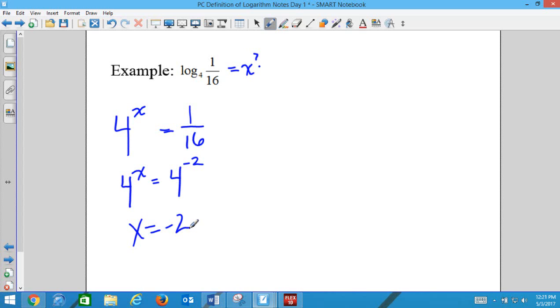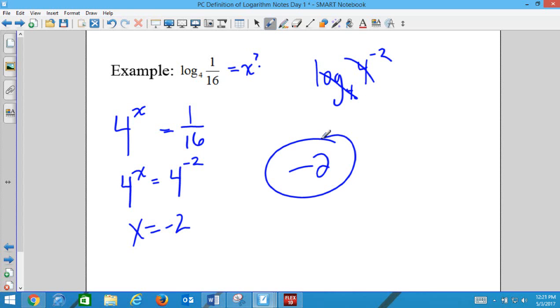We could also rewrite it using the inverse. You could write log base 4, and then you could take this and say 4 to the negative 2, so those cancel and get negative 2. However we do it, the answer is negative 2.